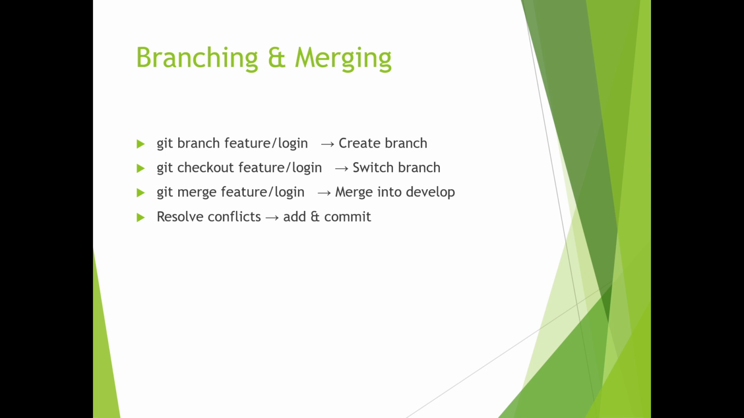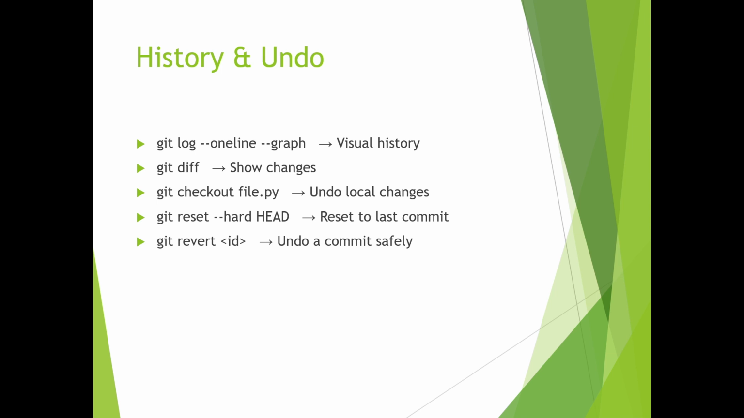Okay, the first command will help you to create a branch, and the second one is you need to check out your feature branch. git checkout feature-login, switch branch. Now you need to merge into the target branch using the merge command. Now if you are facing any conflicts, we need to resolve the conflict, add and commit. Now history and undo.